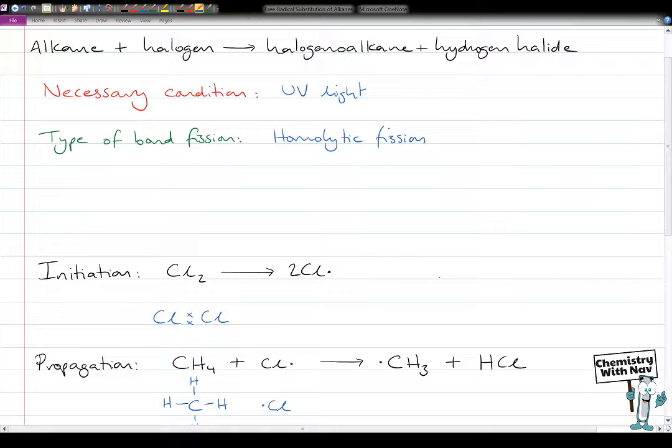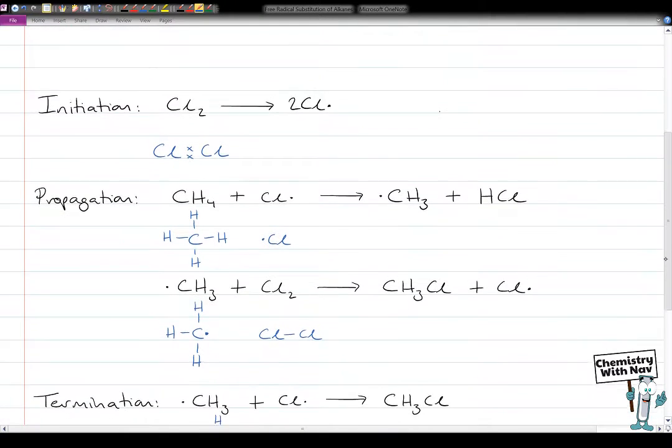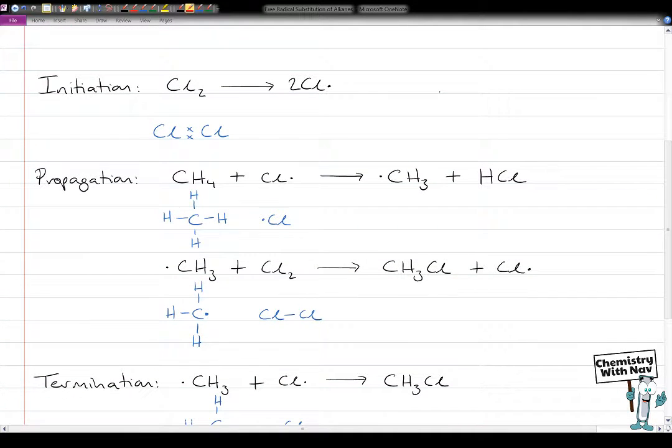And homolytic fission can be seen in the first step of this process. It literally means same splitting. And what's going on is that the UV light here is actually causing the covalent bond between the two chlorine atoms to break evenly, hence the same splitting. And in doing so it creates two chlorine radicals.